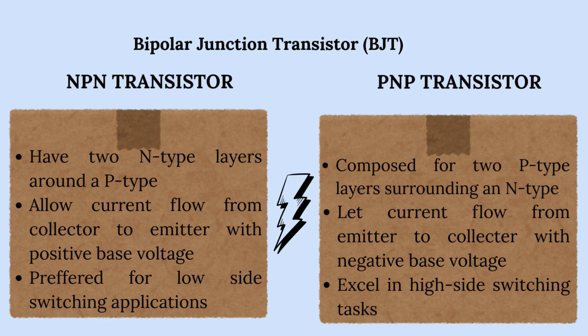PNP transistor. It has two P-type layers, with an N-type base in between. It lets current flow from the emitter to the collector when a negative voltage is applied to the base. These are typically used in high-side switching.